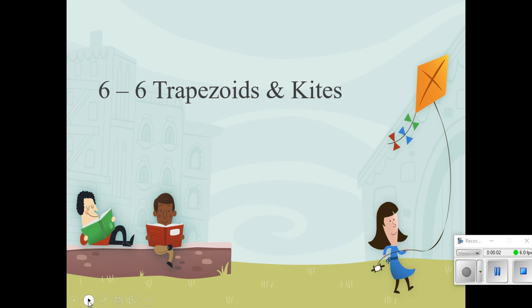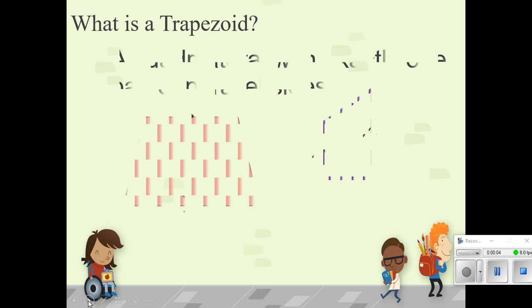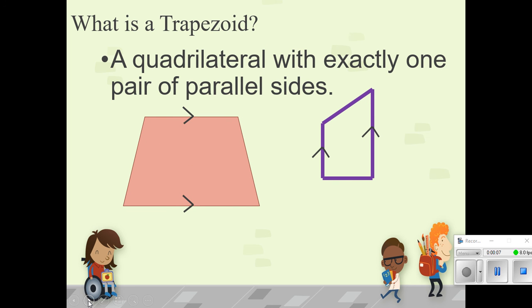Trapezoids and kites. What is a trapezoid? A quadrilateral with exactly one pair of parallel sides. So right here, and then it can be this way. If it has only one pair, we call that a trapezoid. Only one pair.